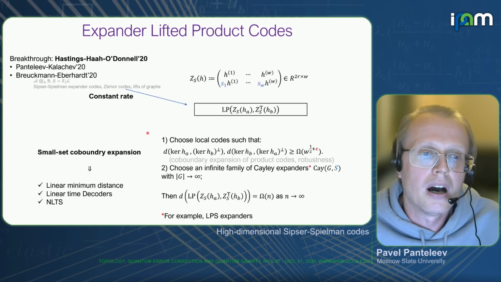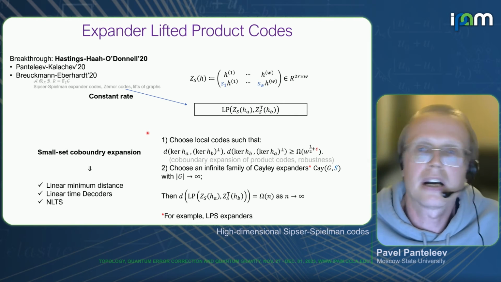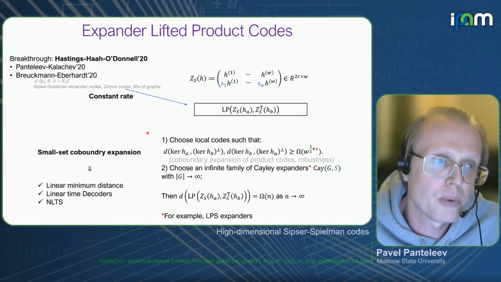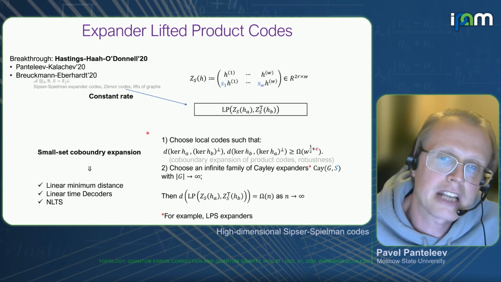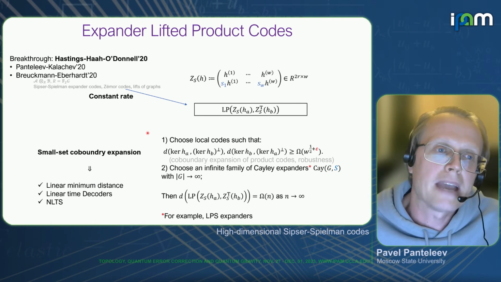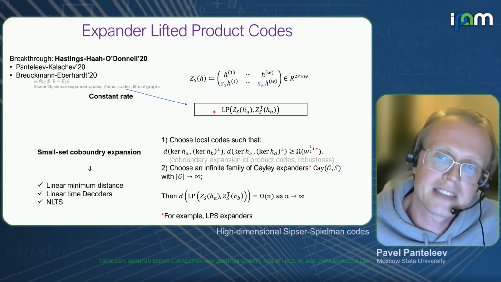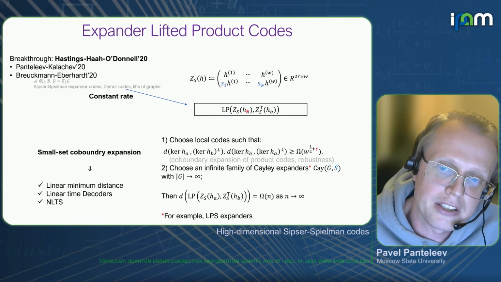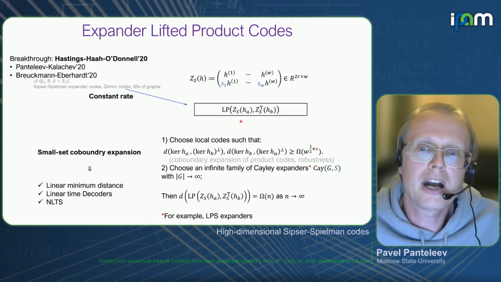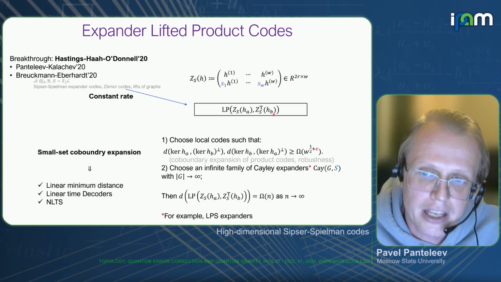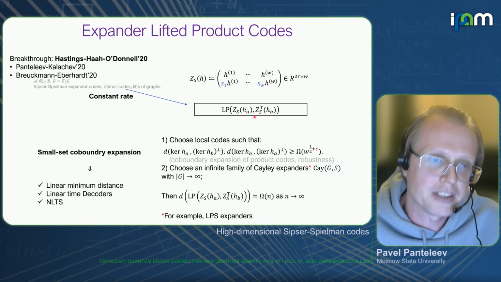Okay, but let me describe how to deal with this problem. So now we have a problem, and let me describe how to deal with this. First, these expander lifted product codes, as I said, are based on the idea of lifted product, which is applied to two Hamming codes. But how do we choose these local codes, code A and code B? How do we choose these local parity check matrices?